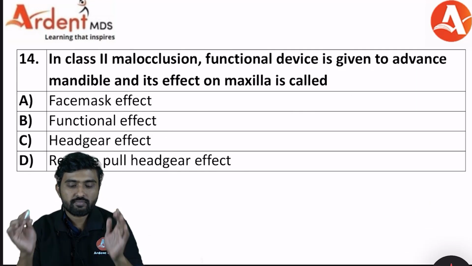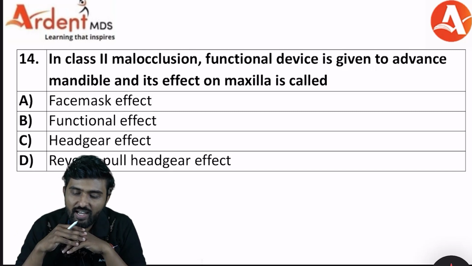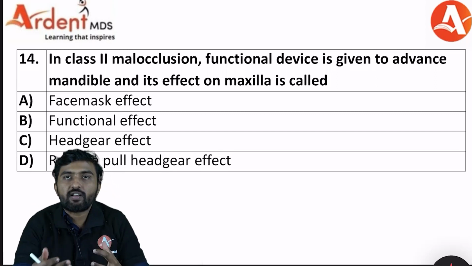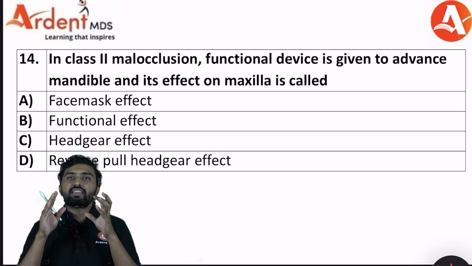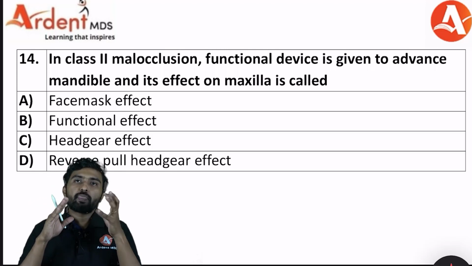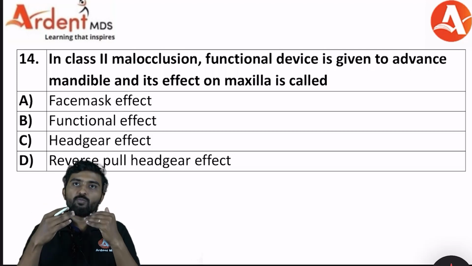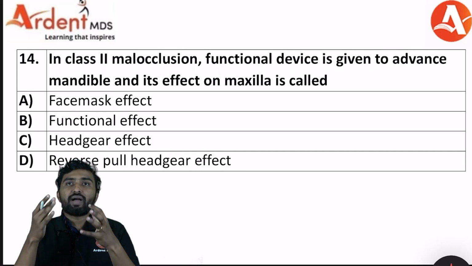Question number 14. In class 2 malocclusion, a functional appliance is given to advance the mandible, and the question asks about its effect on the maxilla. Let me simplify the question. Basically, the patient is given a functional appliance to advance the mandible, so the mandible will obviously come forward, but it also has an effect on the maxilla.